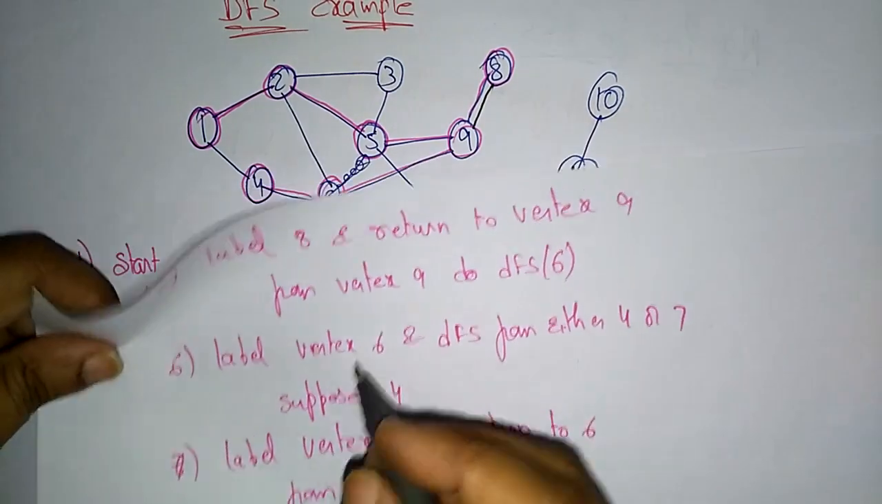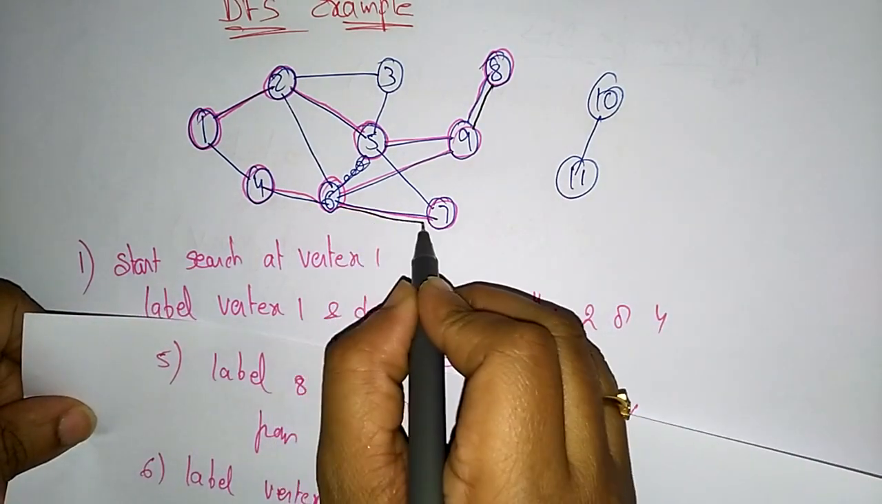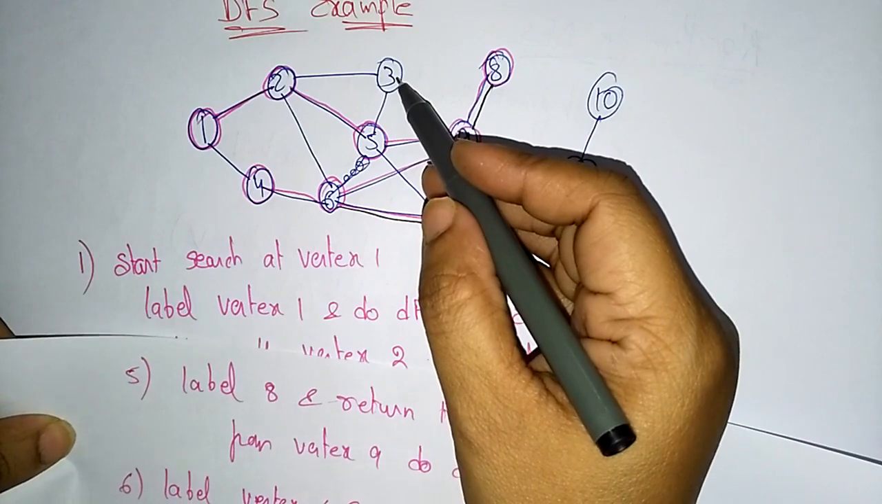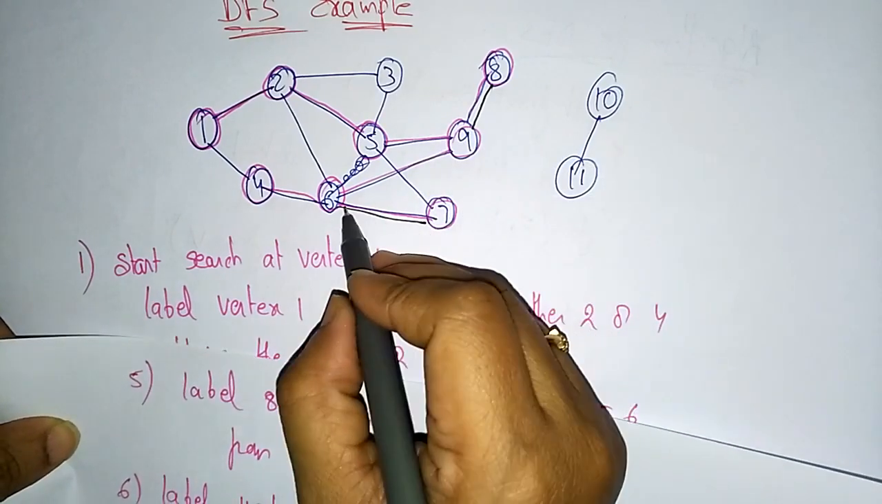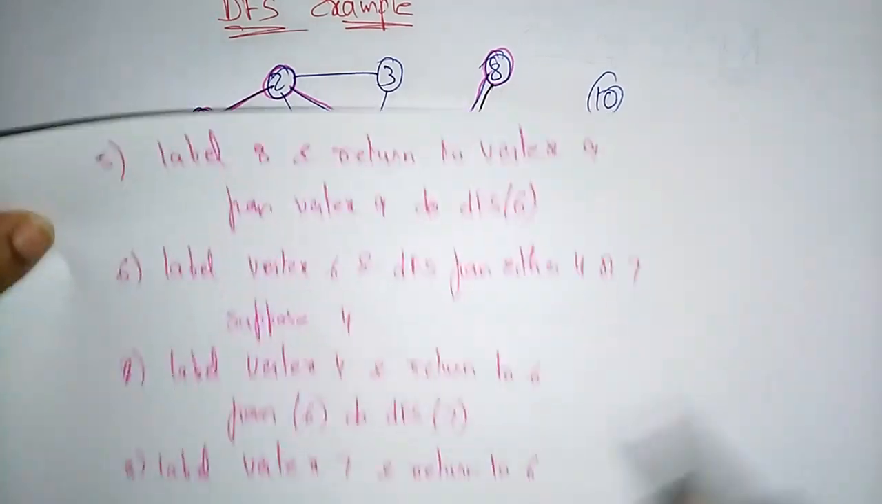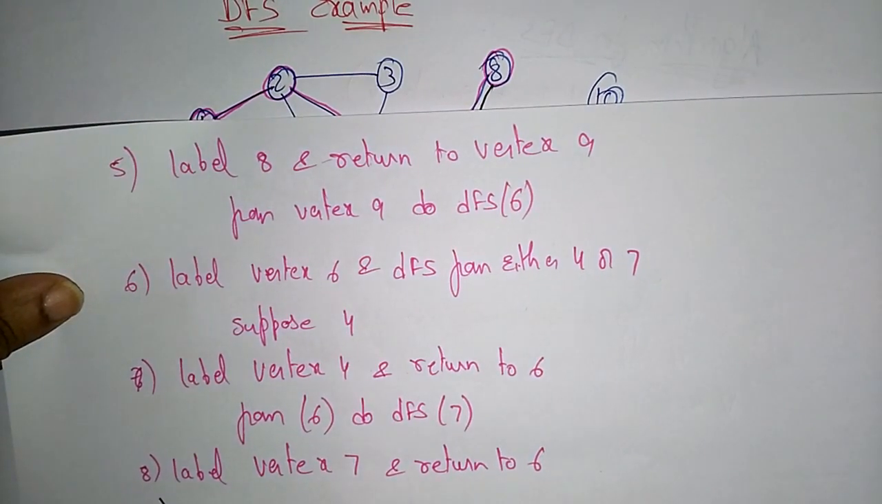Whenever I return to 6, I check whether 3 is visited. Because 3 is not visited up to now, I just return to 6. So after returning to 6, again let me write that: return to 6. Ninth one is next, return to 9.